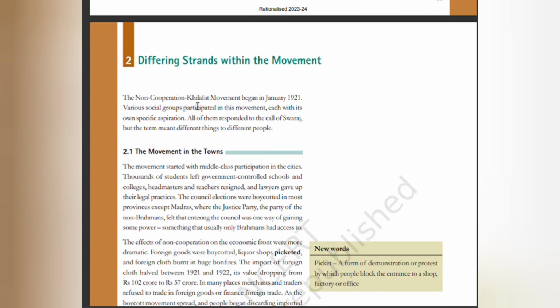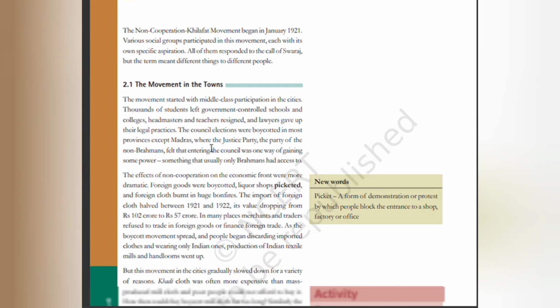Differing strands within the movement. The non-cooperation Khilafat movement began in January 1921. Various social groups participated in this movement, each with its own specific aspiration. All of them responded to the call of Swaraj, but the term meant different things to different people.